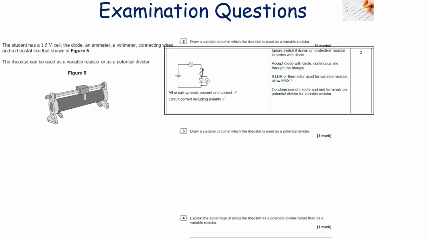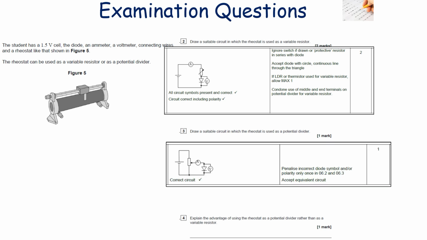Now, if we wanted to use our rheostat as a potential divider, you can see there's a bit of a difference. So now what we do is we place it in parallel with our diode. So what we've got is our rheostat feeding into our diode as such. Remember, our ammeter is going to measure across the two because we want the current in the circuit, and then the voltmeter is still in parallel with the diode.